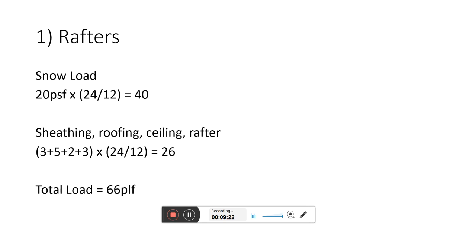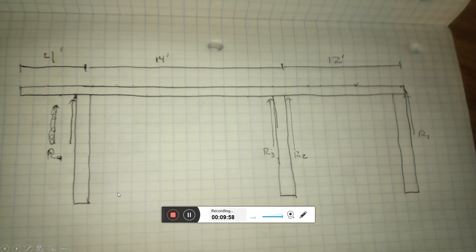So first, to start with the rafters, you have the snow load, which is given, and the rafters are 24 inches on center, so to make it in feet, you have to divide by 12. So that would effectively be 2. 20 times 2 is 40. The sheathing, roofing, ceiling, and rafters are 3, 5, 2, and 3 respectively. And you have to do the same thing there to get 26. You add those together, and that's a total load of 66.